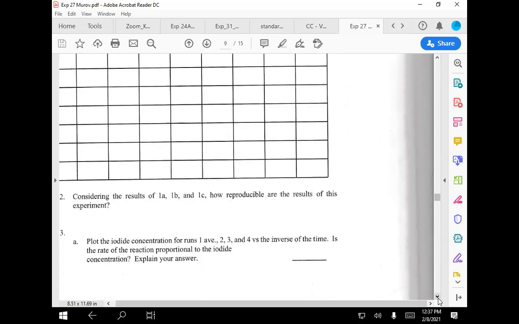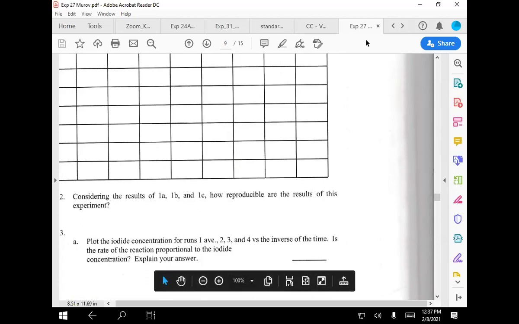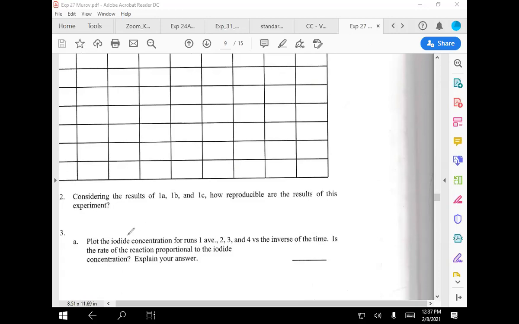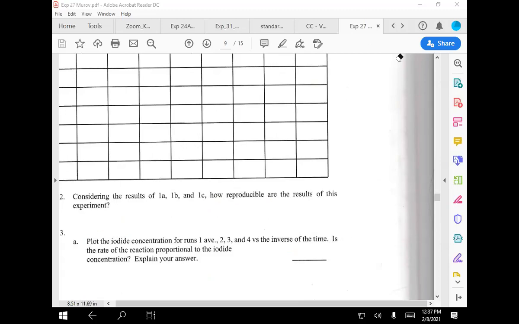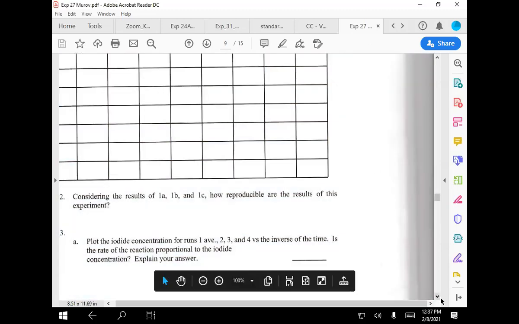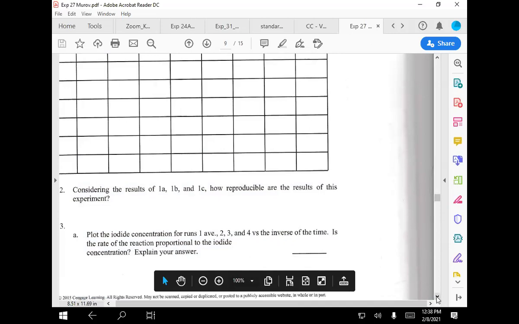Okay, this is your post-lab. This is your results and discussion. You're going to do what it says. It tells you to make a graph. You can use Excel. So this is telling you what to graph versus the inverse of time. Whatever the results and discussion tells you to do is what you're going to do. And again, we're just doing the method 1 this week.